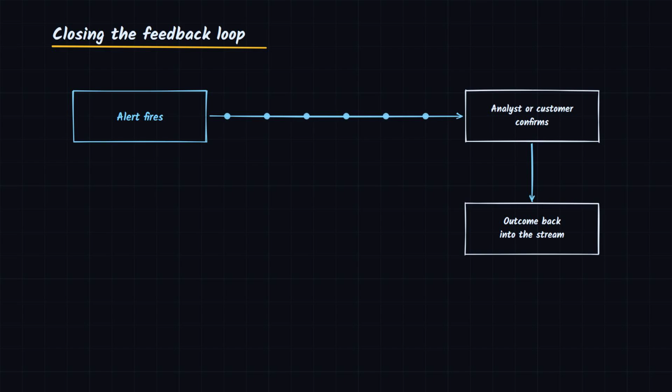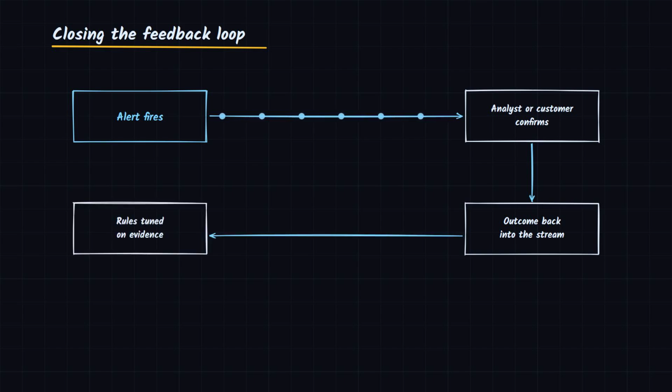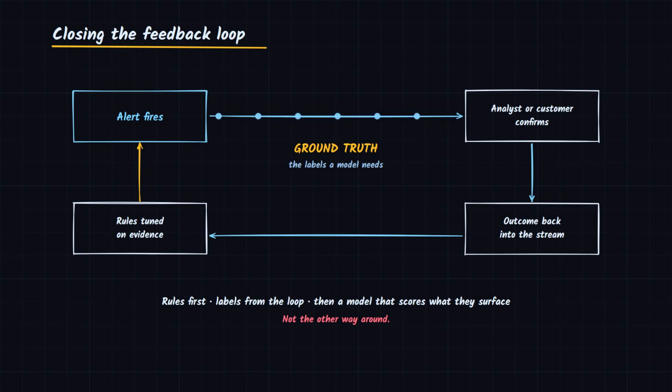You can measure a rule's actual precision instead of arguing about it. Retire the ones that only ever fire on holiday makers, and tune thresholds against evidence. This loop is also the only honest place machine learning enters this series. A model needs labeled examples, and this is where labels come from. Rules first, labels from the loop, then a model that scores what the rules surface, not the other way around.